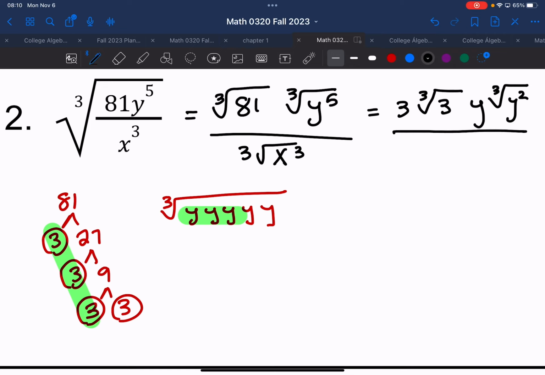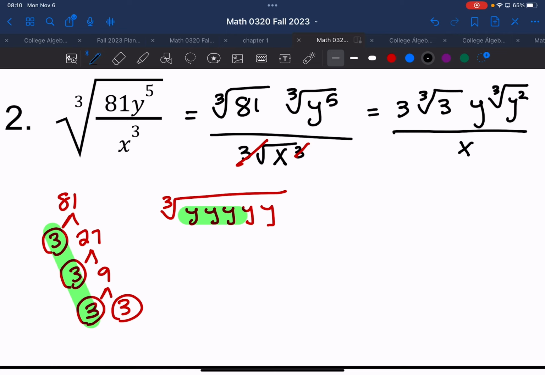What about that denominator there, the cube root of x cubed? We have matching power and index, so that means what? It's going to cancel, and we're going to be left with x.